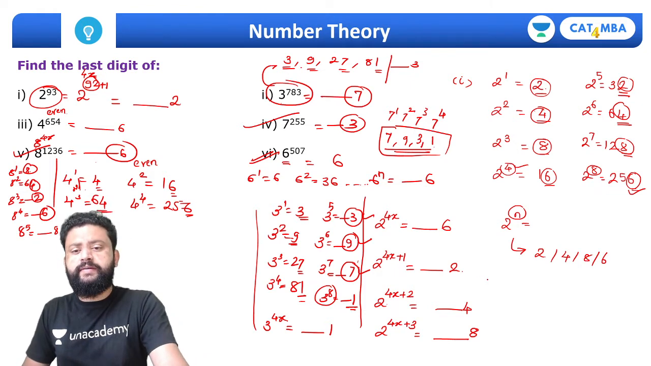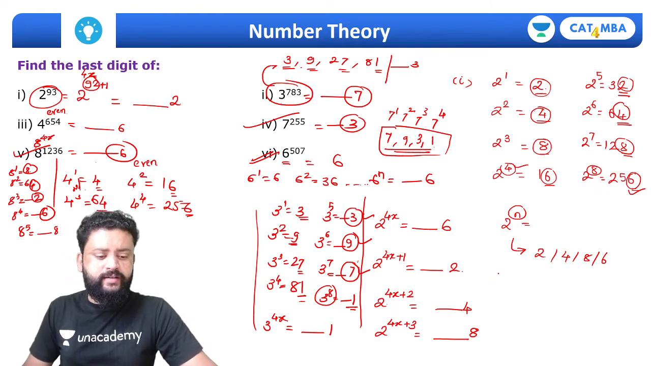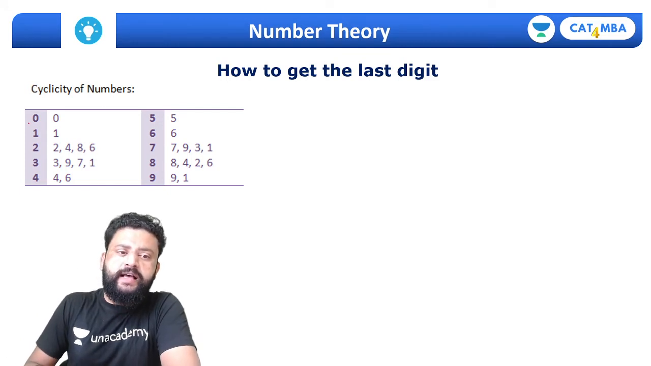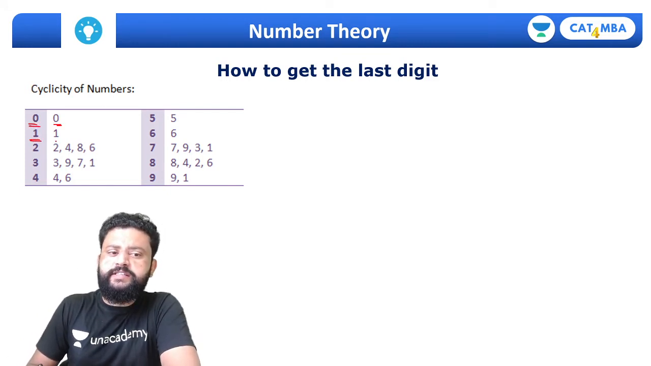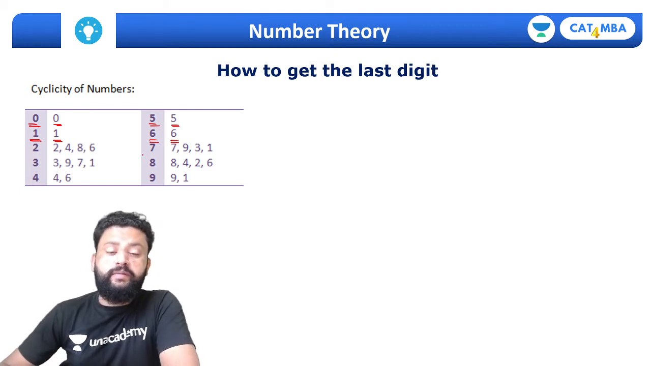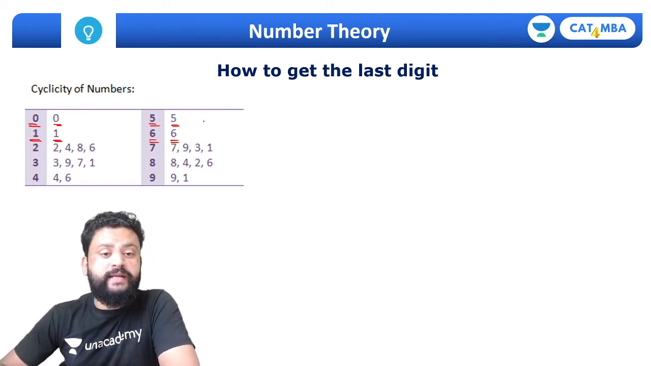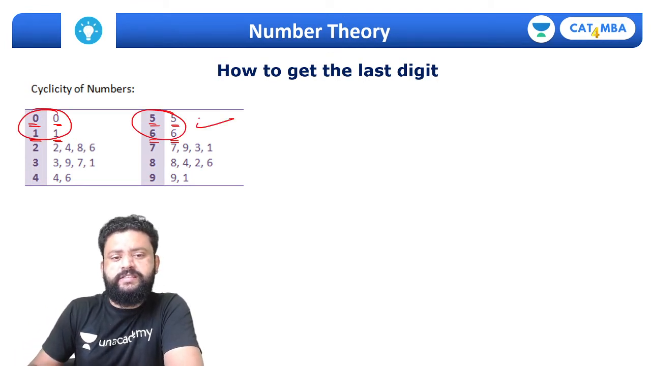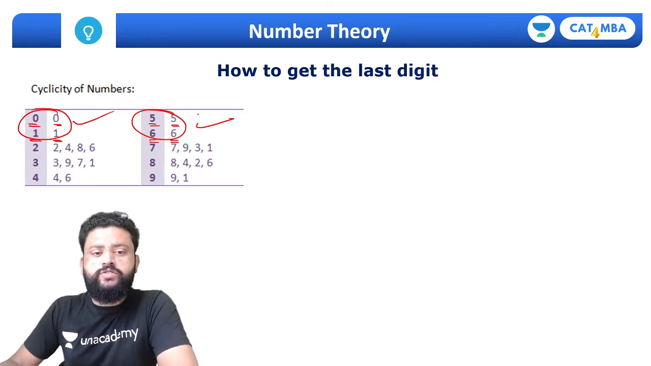So let's quickly have a few shortcuts to get the units place digit. The shortcut here is, if a number's last digit is 0, it will remain 0. A number's last digit 1 will remain 1, whatever power of that number you take. A number ending with 5 will remain 5. And if a number's last digit is 6, you can take any power of that number, and you'll get the last digit of the calculation as 6. For 0, 1, 5, 6 it is done. You need not remember anything, right? So the digit will remain the same.